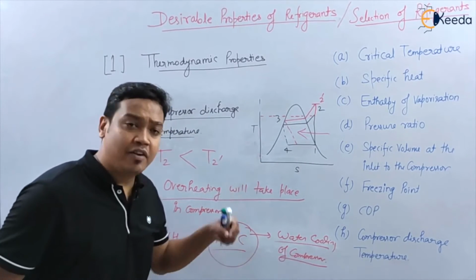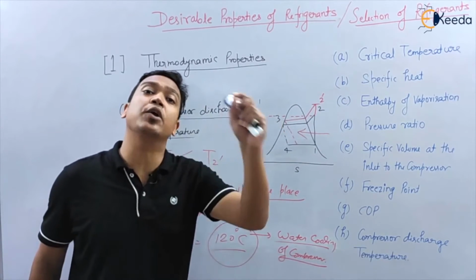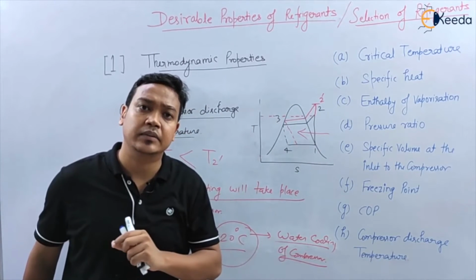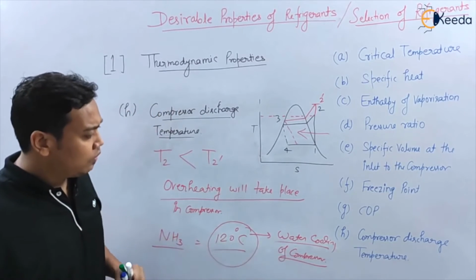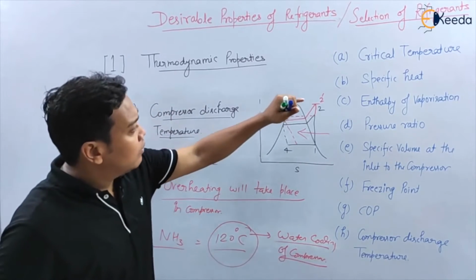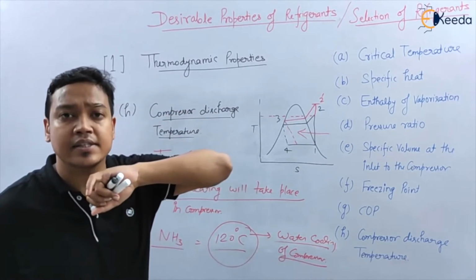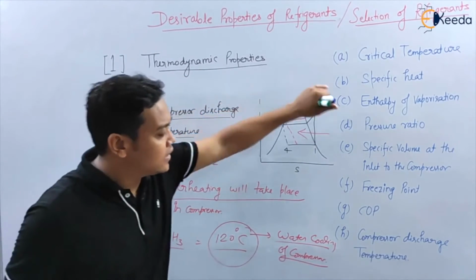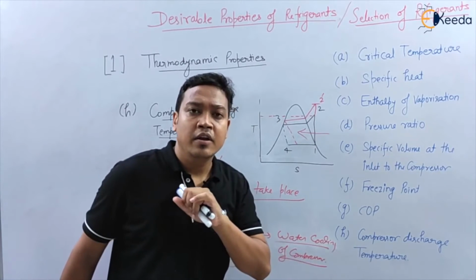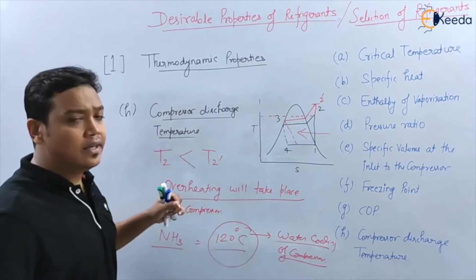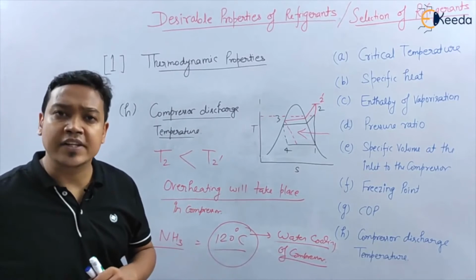In our window AC and split AC, that is air cooled compressor. So, friends, we have seen all the thermodynamic properties. Now let's see the chemical properties of a refrigerant.